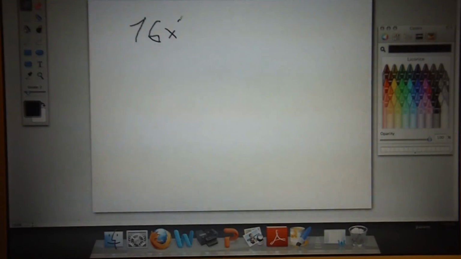What about this one? 16x squared minus 25. Huh, where did the third number go? What are you talking about, man?